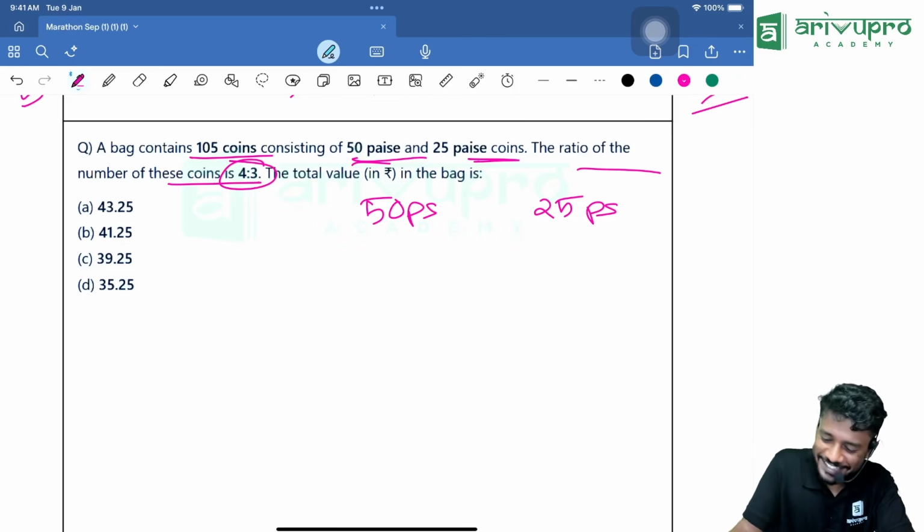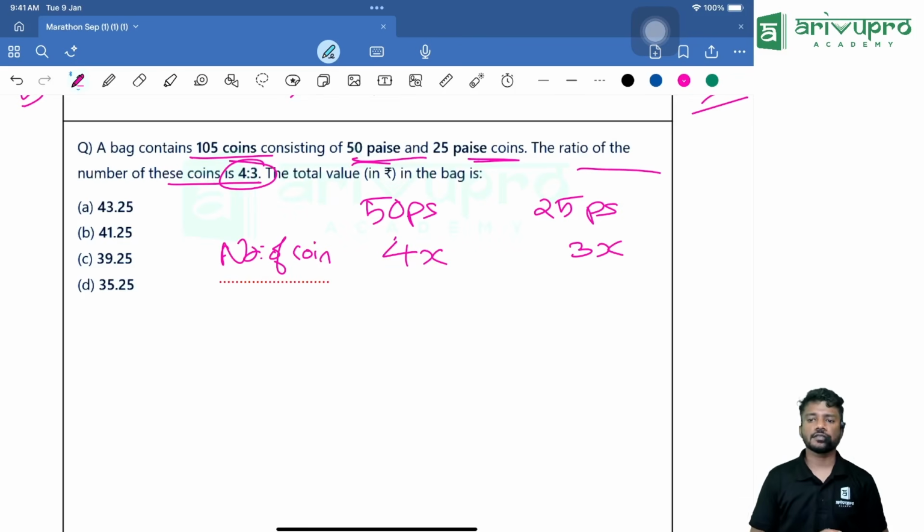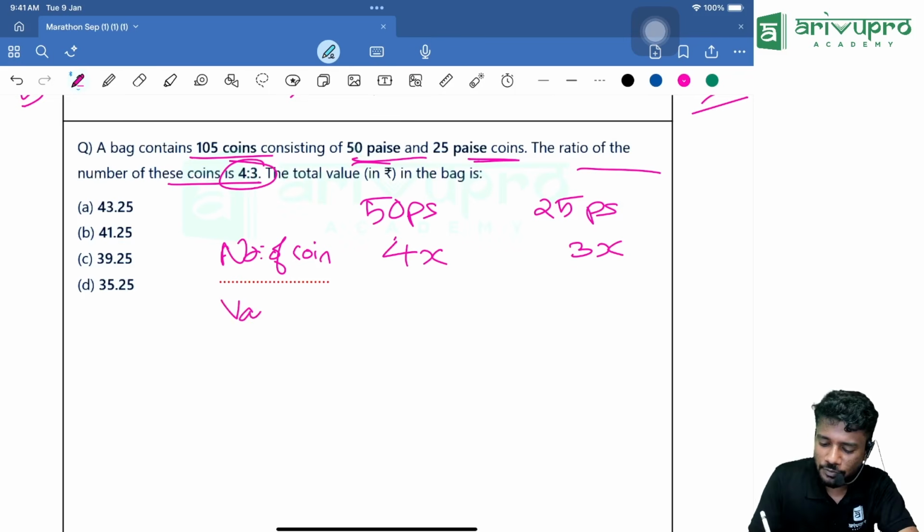Yes, 50 paise and 25 paise coins. The number of coins, the ratio is how much now? 4x is to 3x. Am I right? Now you tell me what is the value.